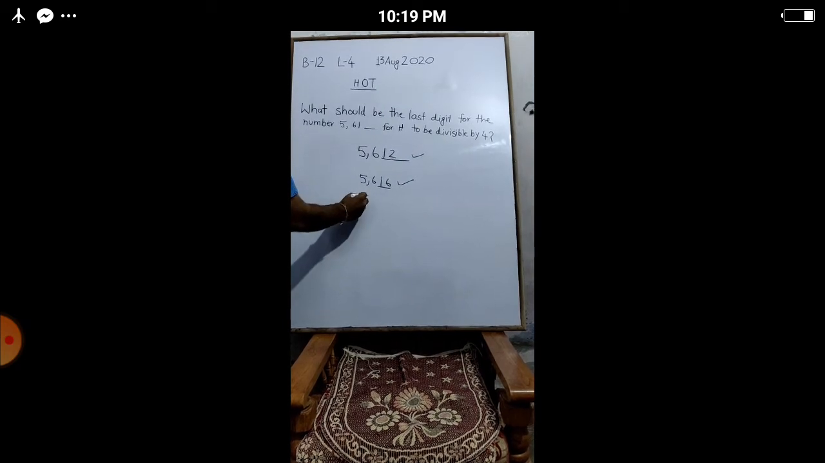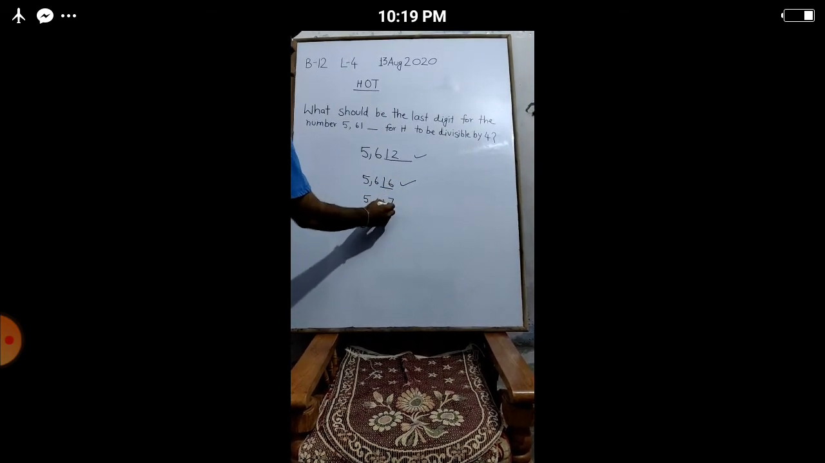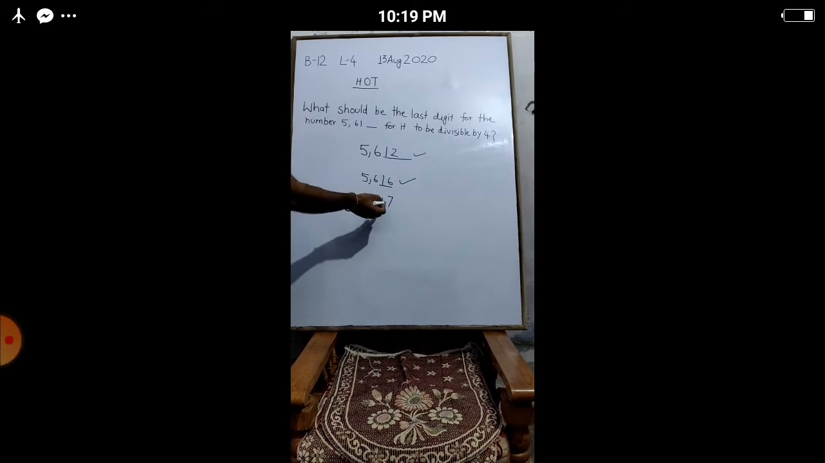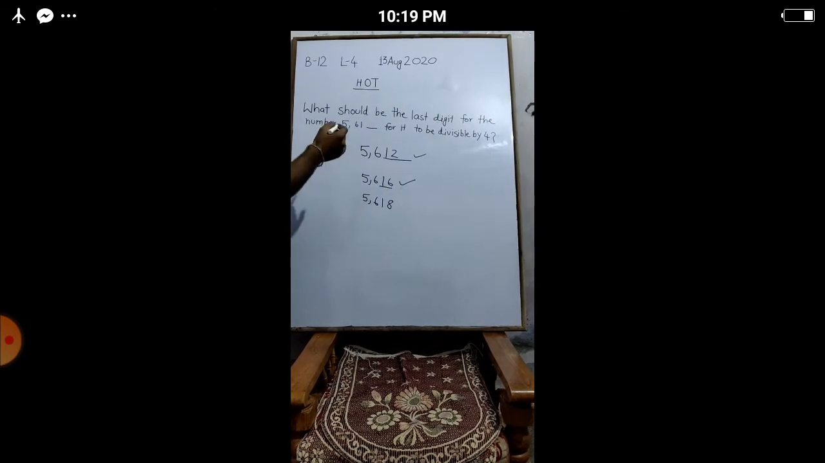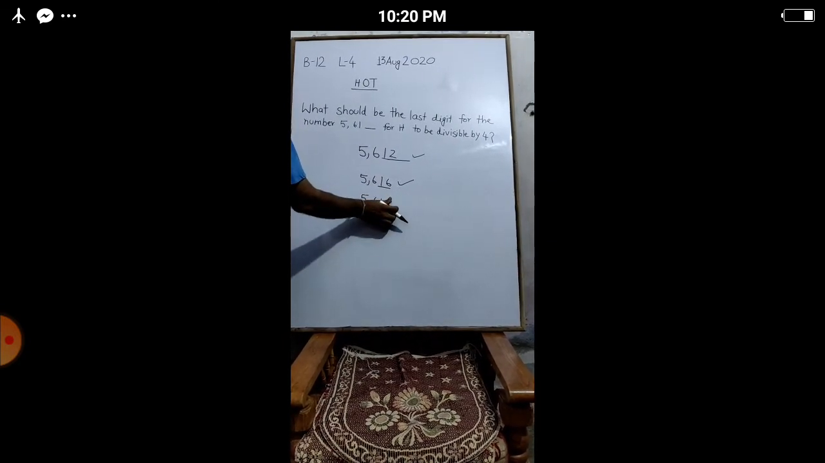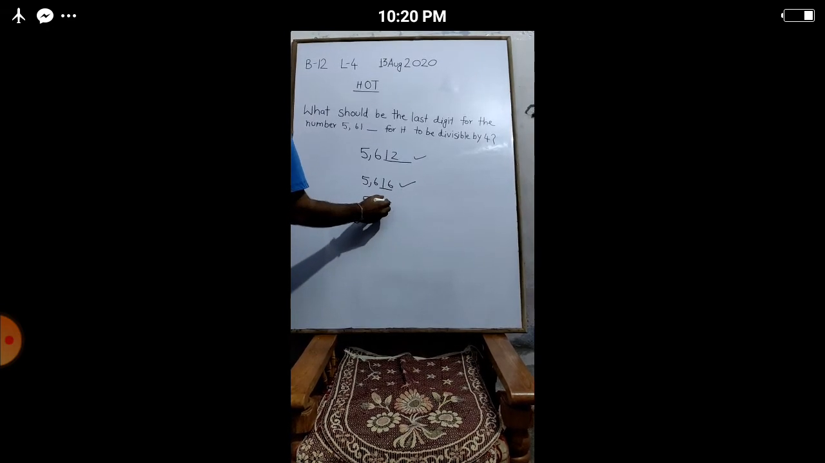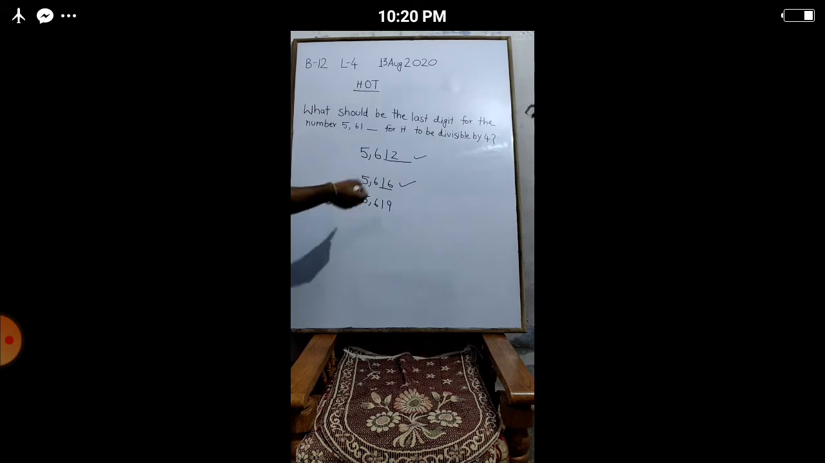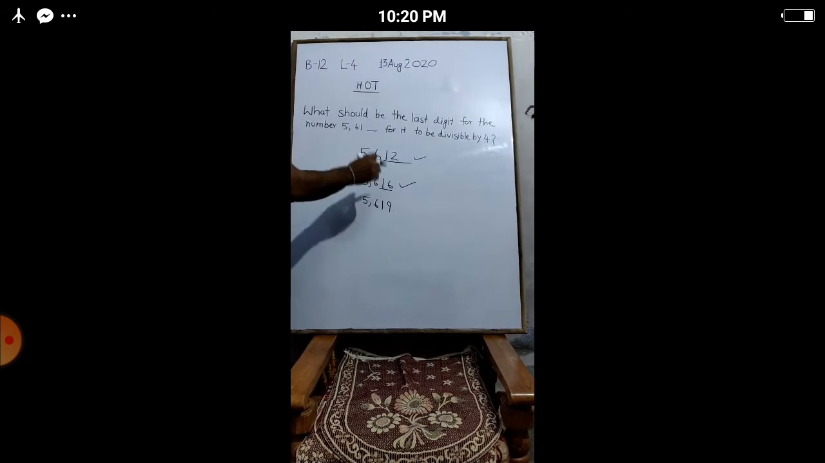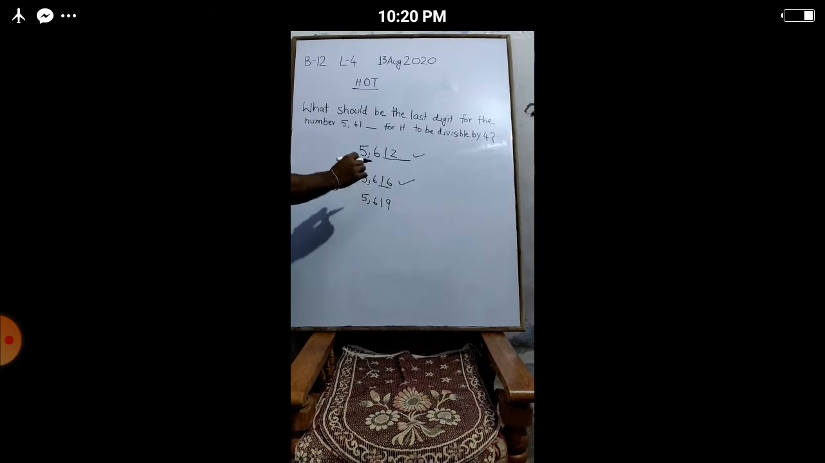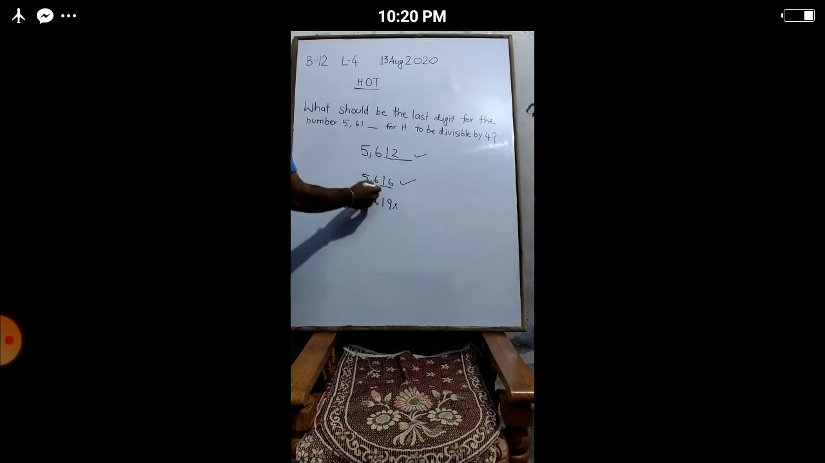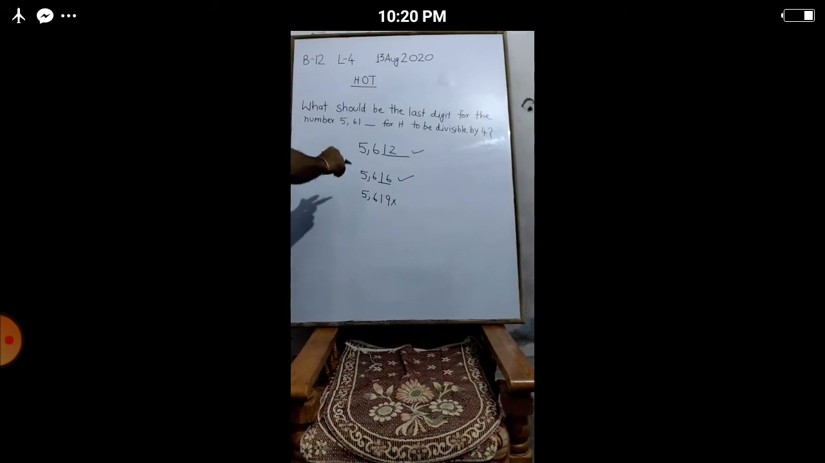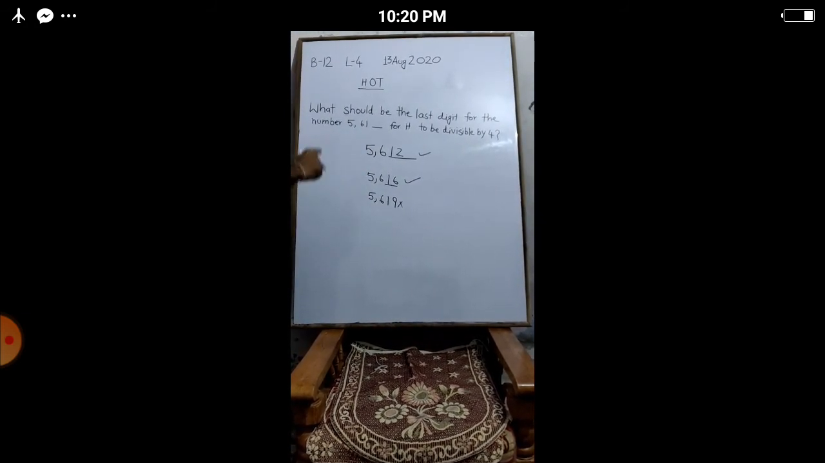Now children, 561. 7 after 1: is 17 divisible by 4? No. 18: is 18 divisible by 4? No. Is 19 divisible by 4? No. So children, the missing digits are 2 and 6. Our two answers are 5612 and 5616. Both numbers will be divisible by 4.